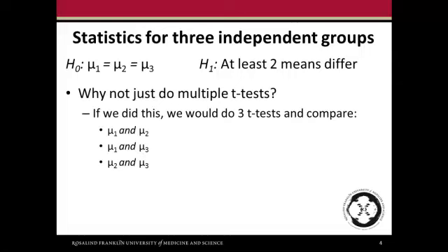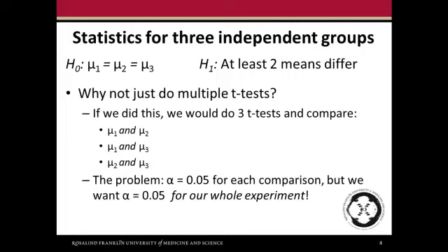In this situation, if we have these three means that we want to compare, you might be wondering, well, why can't we just do multiple t-tests? So if we did this, we would have three different t-tests. And the first one we compare the means of groups 1 and 2. The second one we would do 1 and 3, and then we would do 2 and 3. But there's a problem with this, and there's a reason why this isn't done.